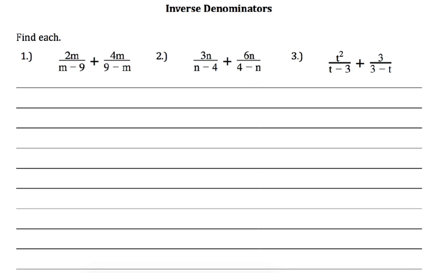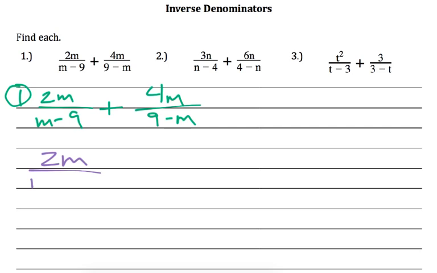Now, look at these denominators. This says m minus 9, while the other one says 9 minus m. But they're super crazy similar. So we'll rewrite problem 1, 2m over m minus 9, plus 4m over 9 minus m. Now, I definitely prefer to see this left fraction. And the reason is because I like dealing with a positive in front of the variable. It's definitely less challenging that way.